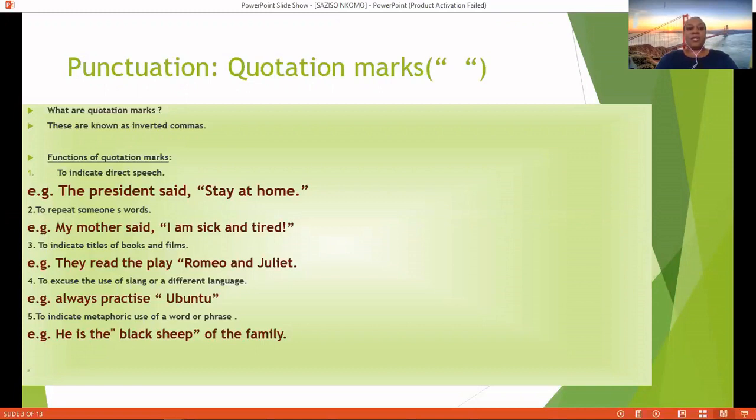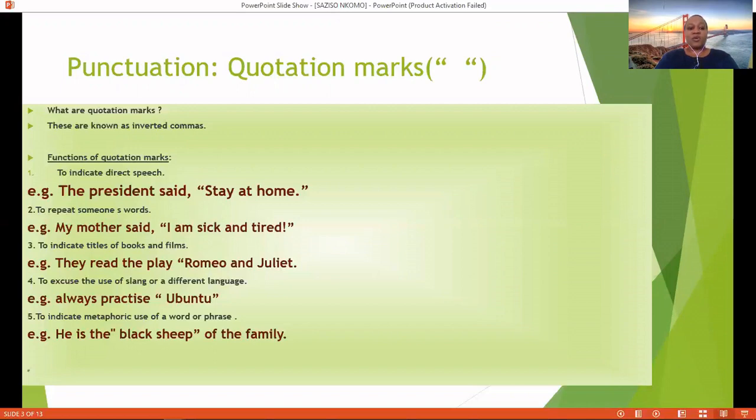Then quotation marks also are used to repeat someone's words, what we refer to as quoting someone verbatim. For example, my mother said, "I am sick and tired." Those are her direct words. That's what she said directly. So when you repeat your words, you are going to put them in quotation marks.